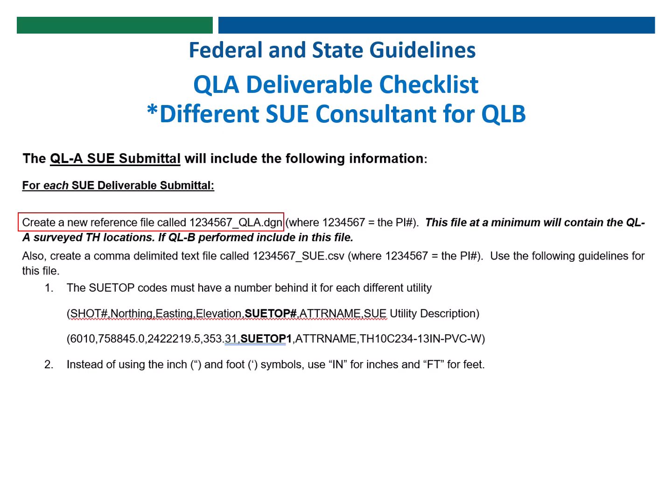Okay, so this checklist here is if you did not complete the QLB investigation, and you're now doing a QLA behind someone else that did the B. So you will need to create a new reference file called the PI number underscore QLA.dgn.